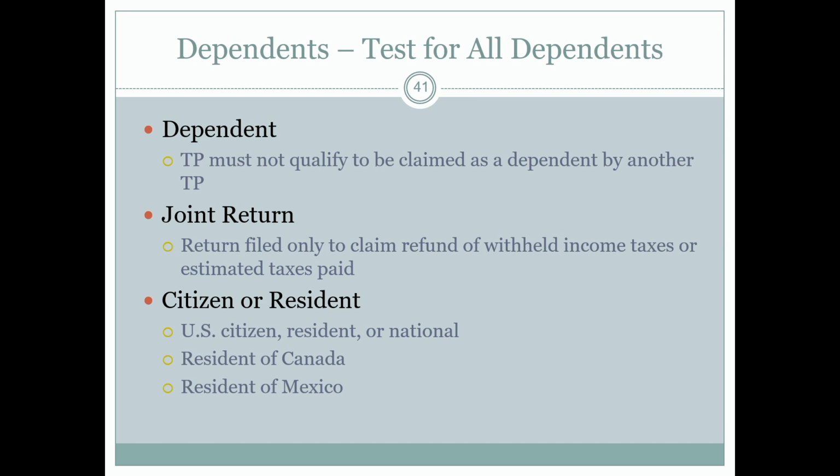We have the joint return test, which basically means that normally you cannot claim a person who is married and filing a joint return as a dependent on your tax return. However, if the only reason that potential dependent is filing a joint return is to claim a refund of withheld income taxes or estimated tax paid, then you can pass that test even though they filed jointly. Then the person must be a citizen or a resident. They must be a U.S. citizen, a resident, or a national, or they can be a resident of Canada or Mexico.